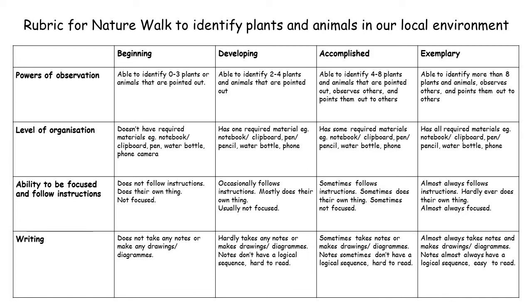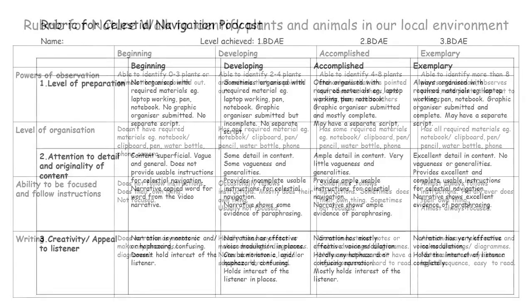When I give them their final grade, I say, okay, you were over here, you are at the beginning level for powers of observation. You are at the exemplary level for organization. They'll be able to relate to that. They'll say, oh, okay, so that's where I need to improve. Here I was doing well, so I'm fine there. You see what I'm saying? So it makes more sense. It's more positive, and the students actually know where they stand.